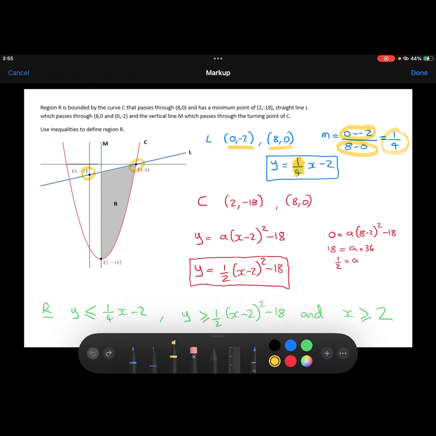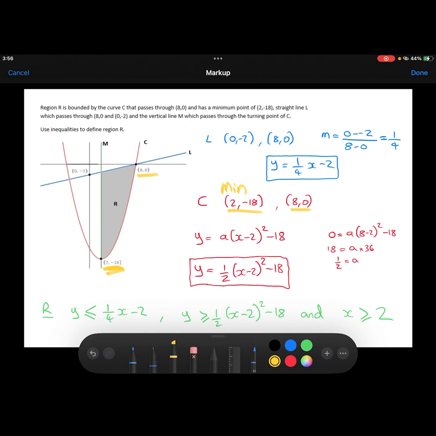We've also been given a quadratic, and we've been told that the quadratic has got a turning point, a minimum point. So this is a minimum point here of (2, -18). And we've also been told that it just passes through the point (8, 0).